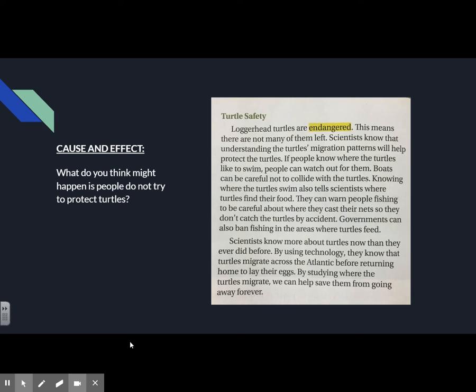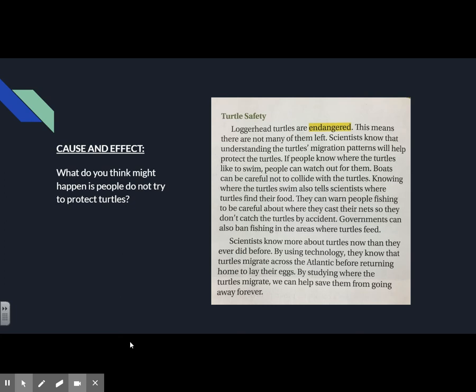Scientists know that understanding the turtles' migration patterns will help protect the turtles. If people know where the turtles like to swim, people can watch out for them. Boats can be careful not to collide with the turtles. Knowing where turtles swim also tells scientists where turtles find their food. They can warn people fishing to be careful about where they cast their nets so they don't catch turtles by accident. Governments can also ban fishing in the areas where turtles feed.